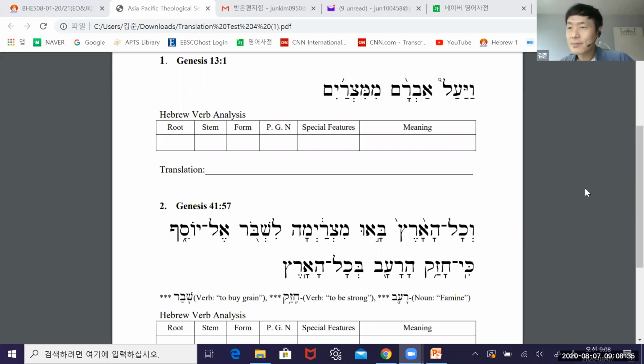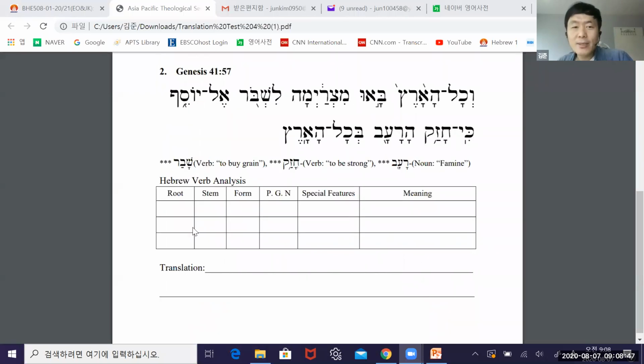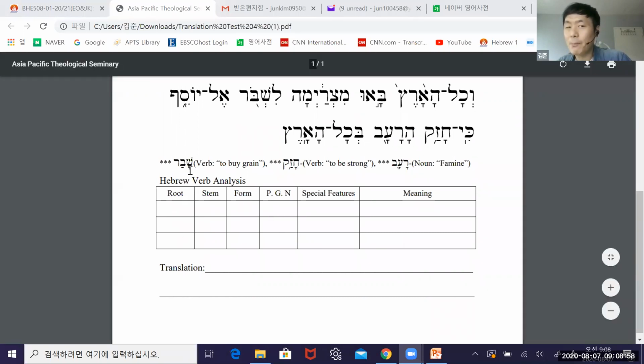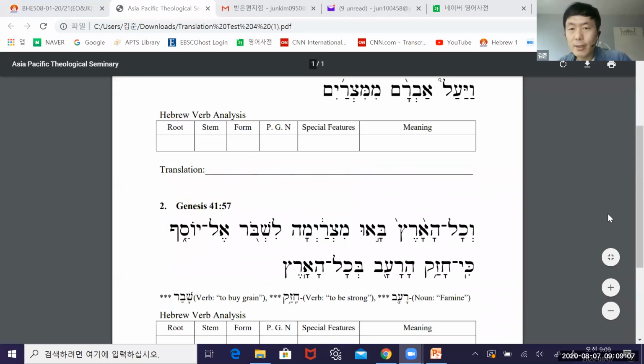Should we analyze the new verb? Yes, please. Right. Yeah, you have 2 verbs here, but it doesn't necessarily mean that you have only 2 verbs. There will be more. As I said, 3. So you need to expect 3 verbs to be appearing. Is that clear? So which means apart from shabar, chazak, you need to find another verb here. And you need to analyze it, everything here. Go ahead.